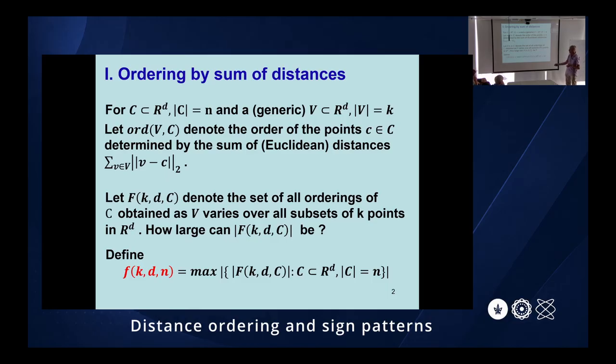We can look at the set of all orders that we get like this, for a fixed set C, and we count how many of them there are, and we want to know how large this can be. This is what I denote here by f_k,d(n). It is the maximum possible number of orders that we can get on a fixed set of n points in R^d according to the sum of distances from k points, where you are allowed to vary the k points.